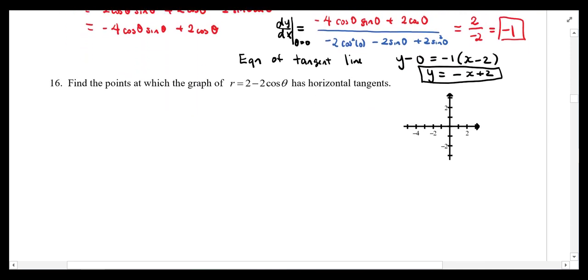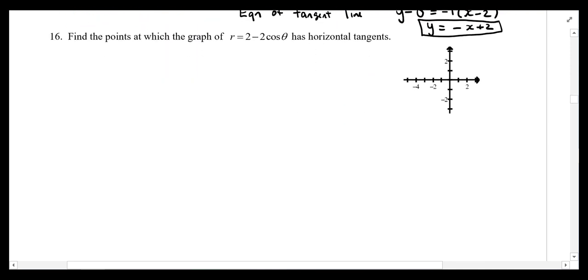And we'll finish off this video with this last example, number 16, where now I'm saying, can you find the points at which the graph of r equals 2 minus 2 cos theta has horizontal tangents? Okay, so if you want to have some practice right now, you can go ahead and try to graph this out. If you don't, then I'll just quickly do it for you here. This is the one that looks like a heart, a cardioid, so I think it looks like this. I think it goes up to number 4, and then going back like this.